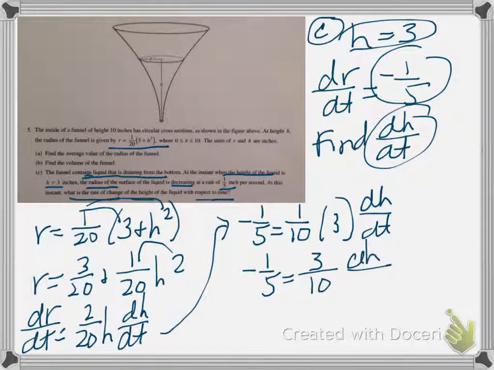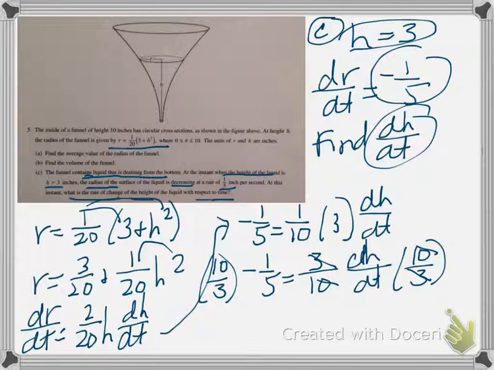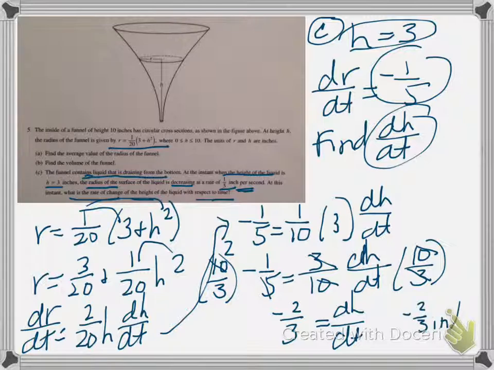Okay, I'm just simplifying. And then I'm going to multiply both sides by 10 over 3. So on the right, this all cancels. And 5 goes into 10 2 times. We get negative 2/3. And let's see what we're talking about here, inches per second. So our final answer should be negative 2/3 inches per second. Okay, that's the final answer.